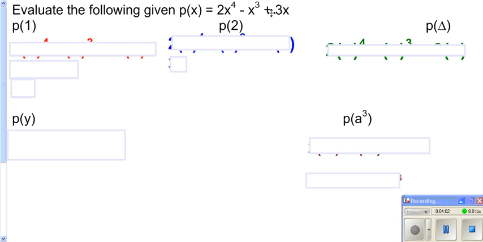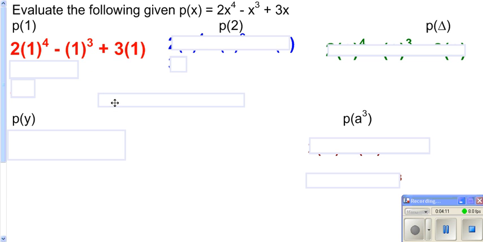So here we're looking at p of 1, so that means you got to go up to your function p, replace all your inputs, that's all the x's, with a 1. So you're going to have a 2 times a 1 to the 4th minus a 1 cubed plus a 3 times 1. Well, when you work that out, you get 2 minus 1 plus 3, or you just get plain old 4.